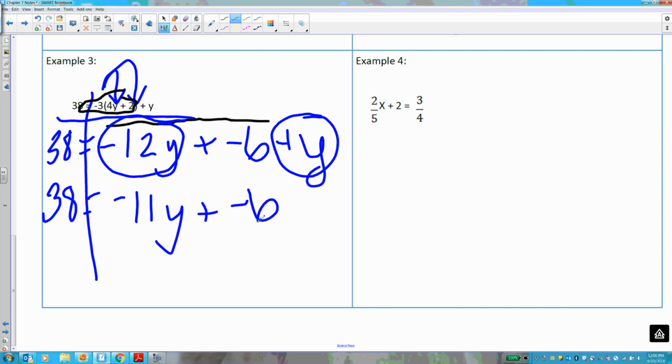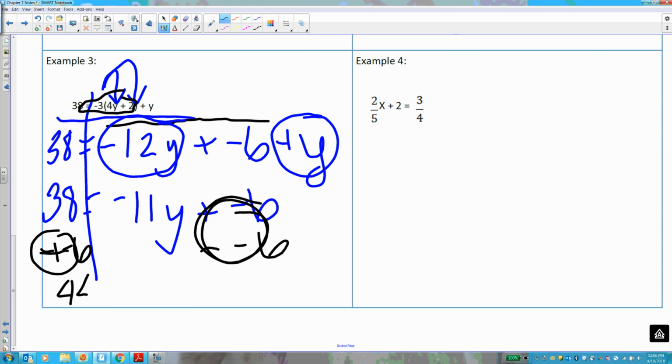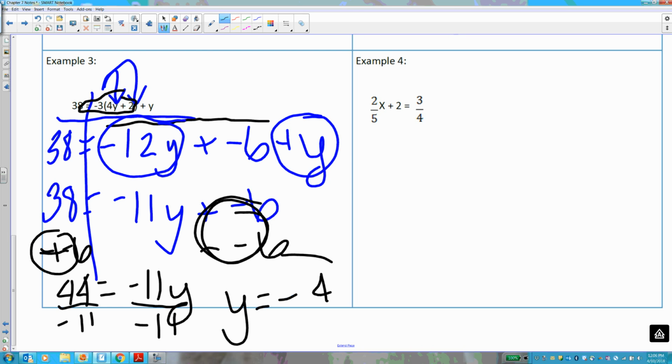All right, now we just have a two-step equation. So subtract my negative 6, subtract my negative 6, that becomes a 0. Remember, these two negatives make a positive. So 38 plus 6 is 44 equals negative 11y. Divide by negative 11, divide by negative 11. So y equals negative 4. There's your final answer.